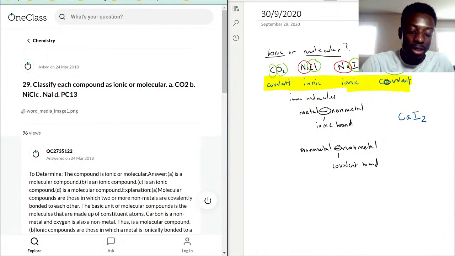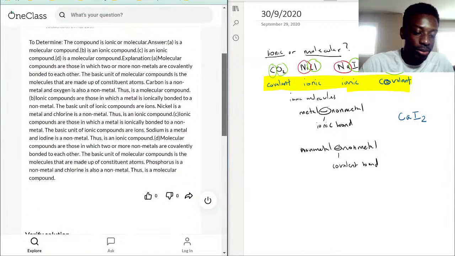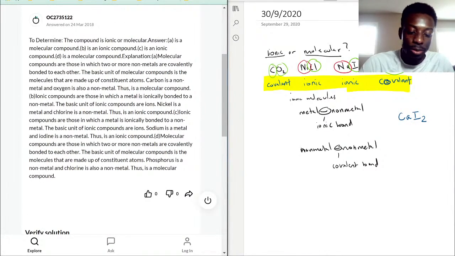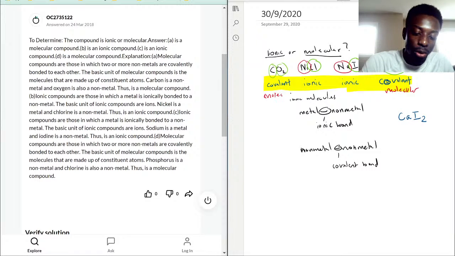So with that, let's check if they have it correct here. The answer A is molecular. Yep, so that's covalent, molecular. And these two, ionic, ionic. And then the last one is a covalent compound. So just to clarify, these are molecular; I just named the bonds in them. But once you have a covalent bond, it makes it a molecular compound. Okay, so that is correct here.